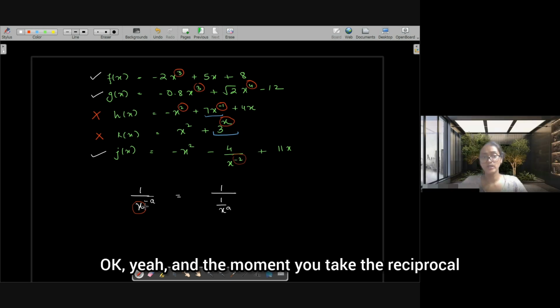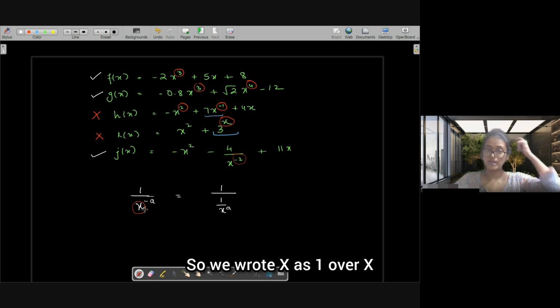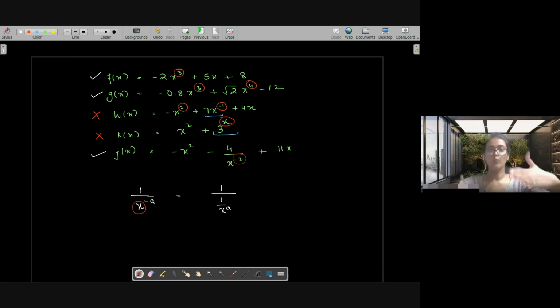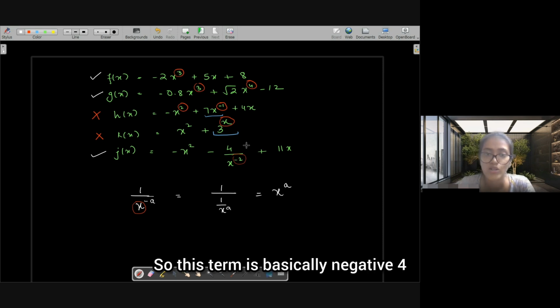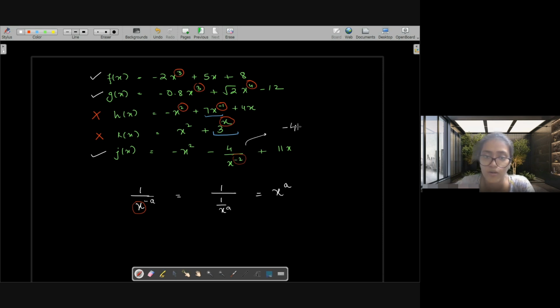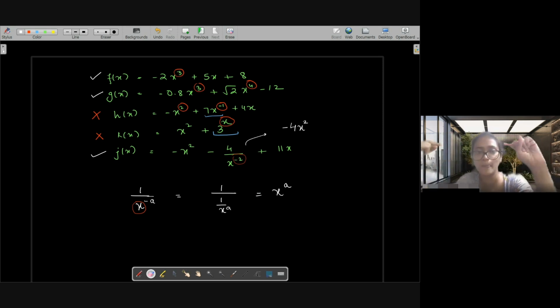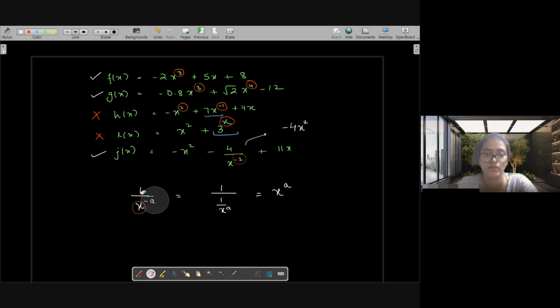And the moment you take the reciprocal, the exponent becomes positive. So we wrote x as 1 over x, right? So negative a became a, and 1 over x raised to a is actually x raised to a. So this term is basically negative 4x squared. Okay, so this is a polynomial. So if you see a negative exponent in the denominator, then they're just trying to trick you. That will be a polynomial.